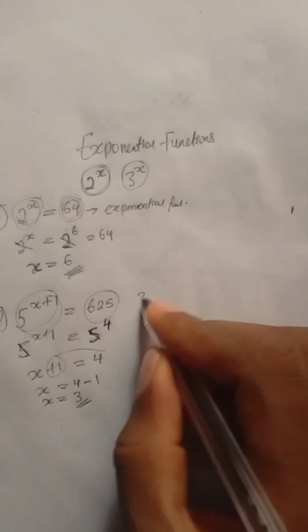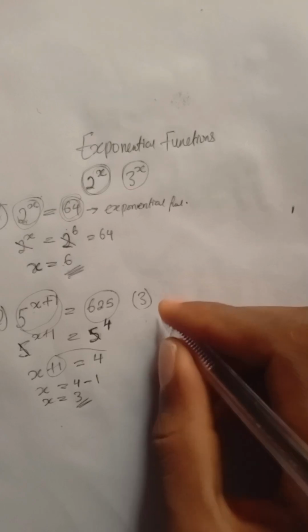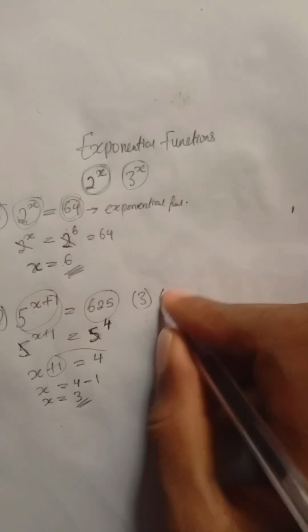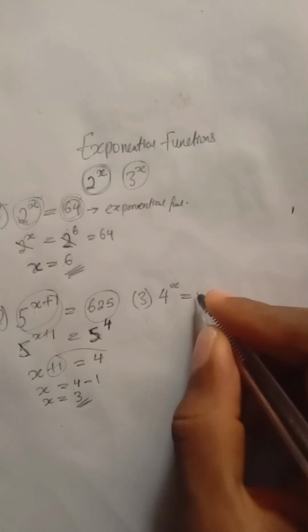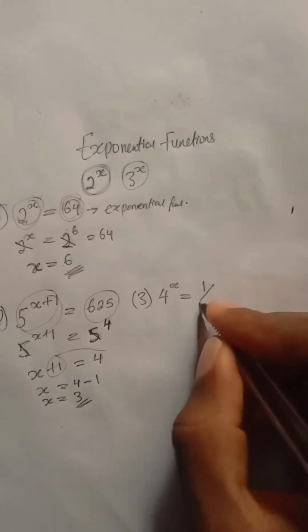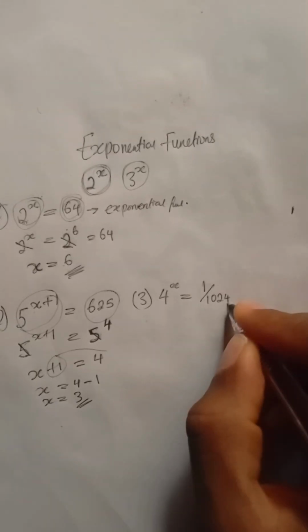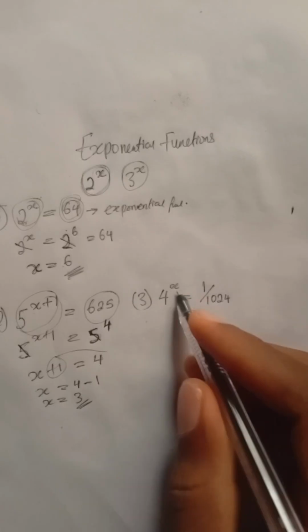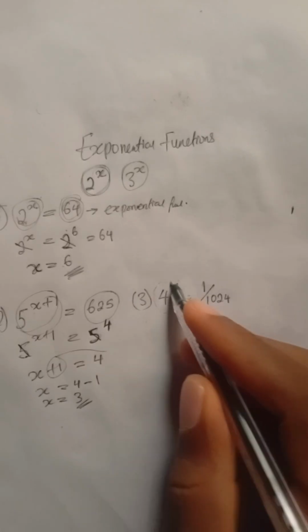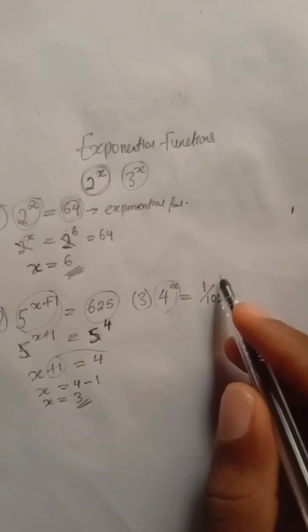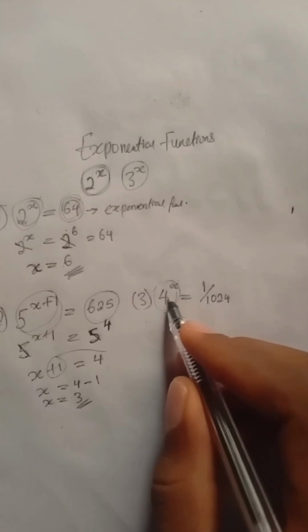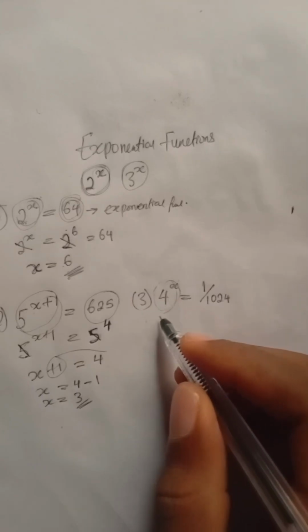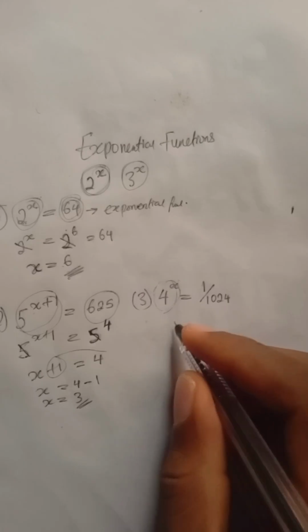Then number 3. Let's solve number 3 here. We have 4 raised to the power of x equals 1 divided by 1024. So now we need to take note of the exponential function. This is an exponential function. This is not an exponential function. So this exponential function can be expressed to the lowest base.